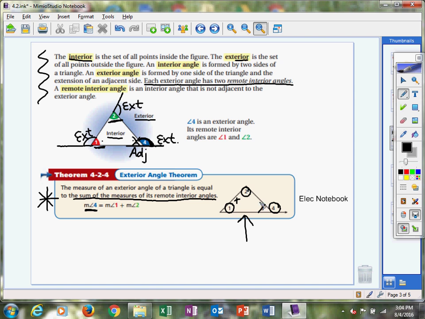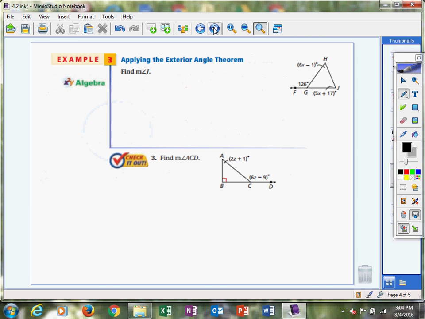3 is adjacent. We can't use 3. 3 is right next to 4. We cannot use that. That's an interior angle, but it's not remote. It's adjacent. So we would add 1 and 2 together, and if we know those angle measures, then we can figure out what angle 4 is equal to. Or if we know what angle 4 is equal to and one of the other two, then we can figure the other missing one.